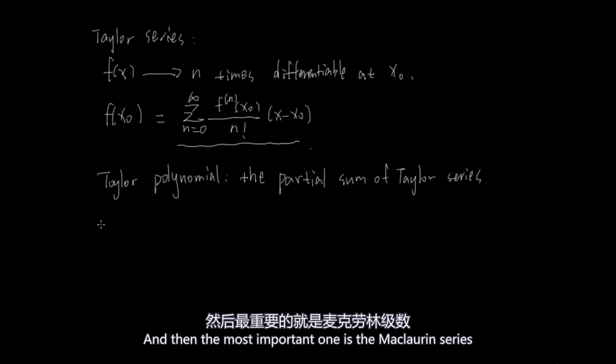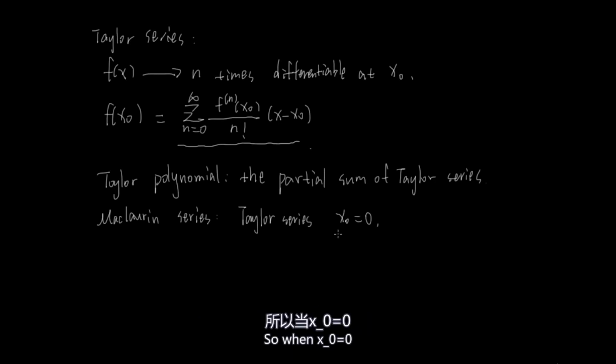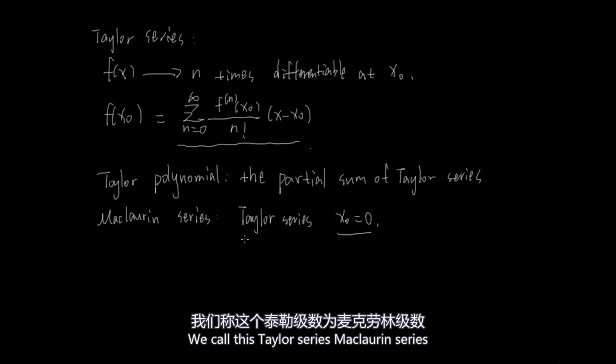And then the most important one is the Maclaurin series. It actually is Taylor series, but x0 equals to 0. So when x0 equals 0, we call this Taylor series Maclaurin series.